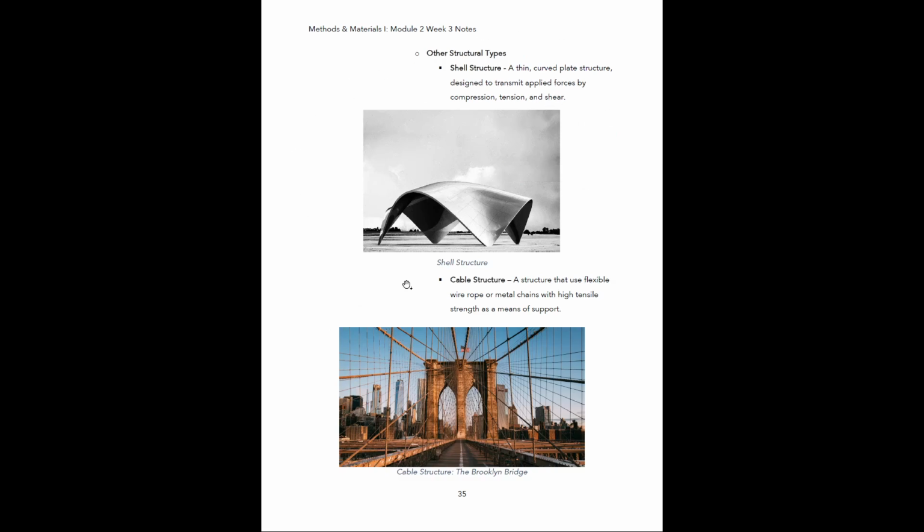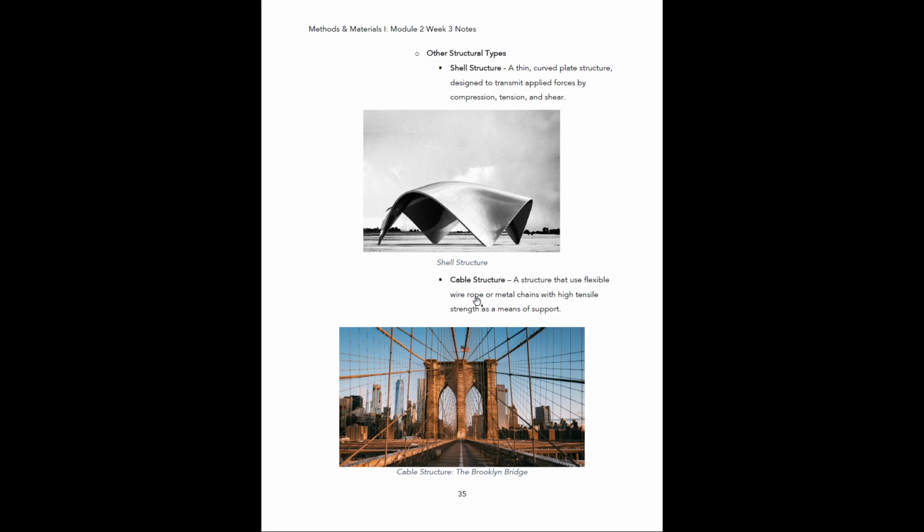All right, so lastly, we have a few other basic structural types. We have a shell structure. This is a thin curved plate structure designed to transmit applied forces by compression, tension, and shear. Here's an example of one. You can see it's just this very thin shape.